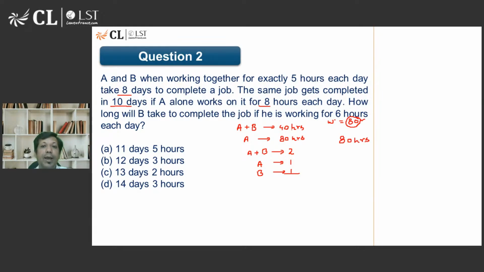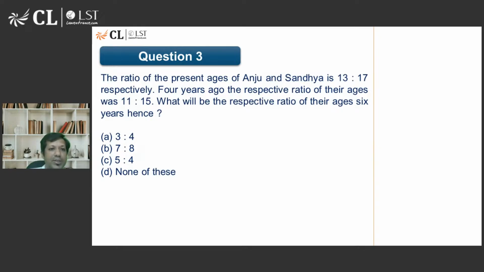Okay. Now if B is working 6 hours every day, how many days? 80 upon 6. So it is going to be 13 days and 2 hours. So the answer to this question is going to be option C, that is 13 days and 2 hours. So I hope everyone is clear with this. Now let's move on to the next one.